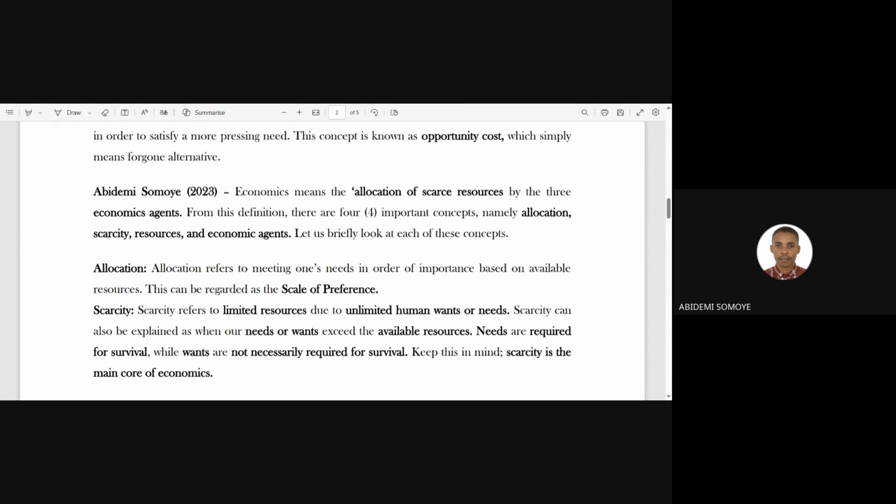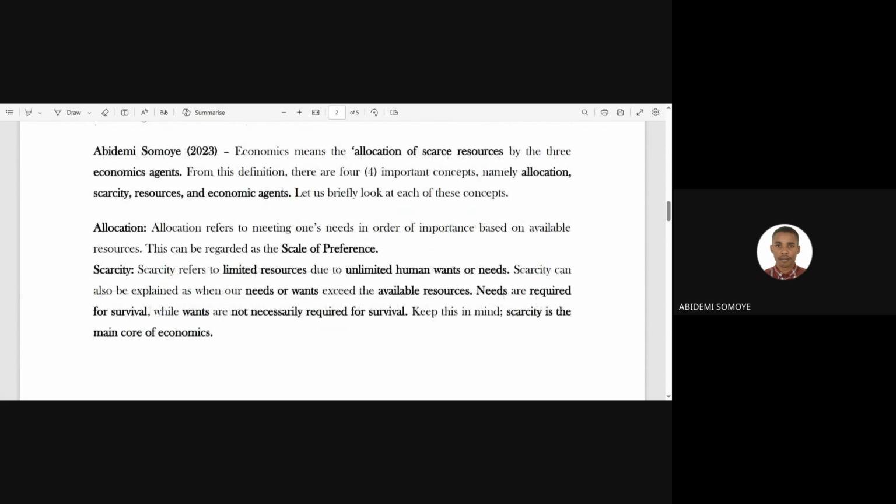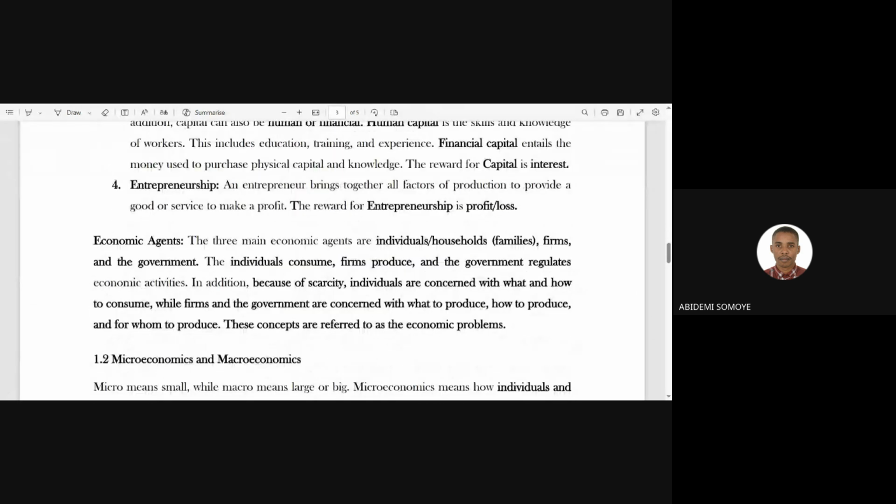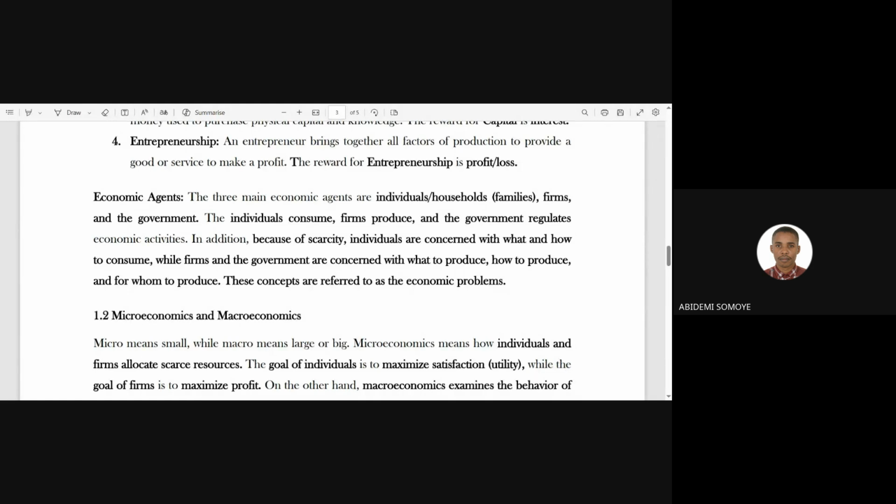economics. All right, you could see that I had to break down this definition into different parts: the allocation, the scarcity, the resources. Then we move to economic agents, which I already mentioned. I said there are three main economic agents, and they are individuals or households. So when we say individuals, we usually mean households like a family; firms, which refers to enterprises or companies or organizations that produce goods and services. The individuals consume, firms produce, and the government regulates economic activities. Okay, I already mentioned that.